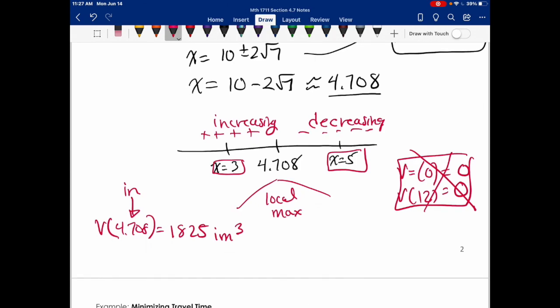So when I cut out 4 squares, each out of the corners of that cardboard that have dimensions of 4.708 on each side of those squares, I'm going to get a maximum volume that is approximately 1,825 inches cubed.